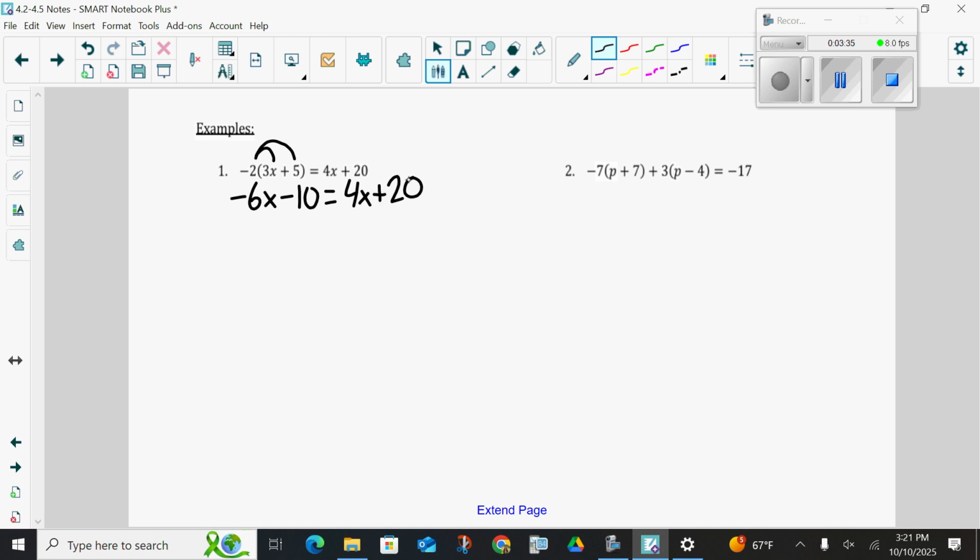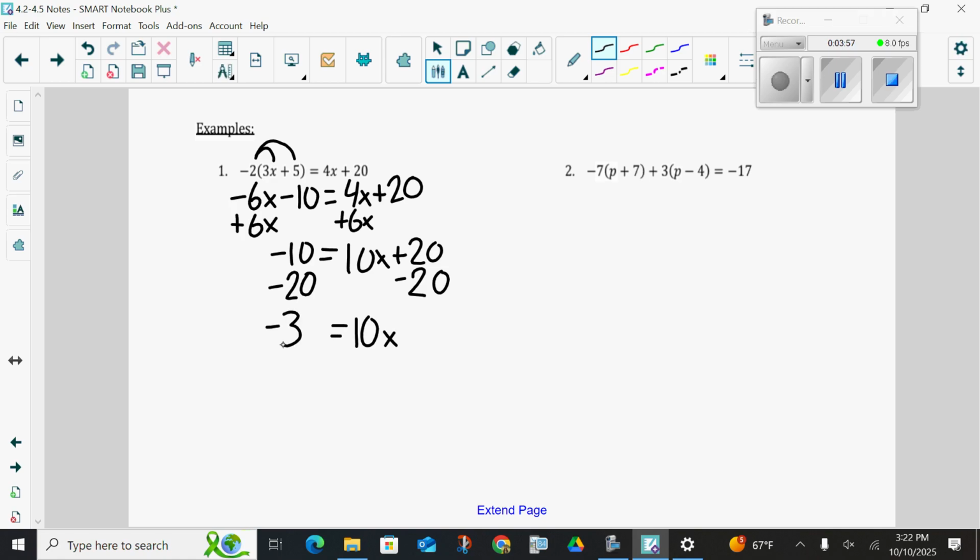I'm going to add 6x to both sides to get 10x plus 20 equals -10. And then I'm going to subtract 20 from both sides, and I get 10x equals -30. To get x completely by itself, I'm going to divide both sides by 10, and x will equal -3.